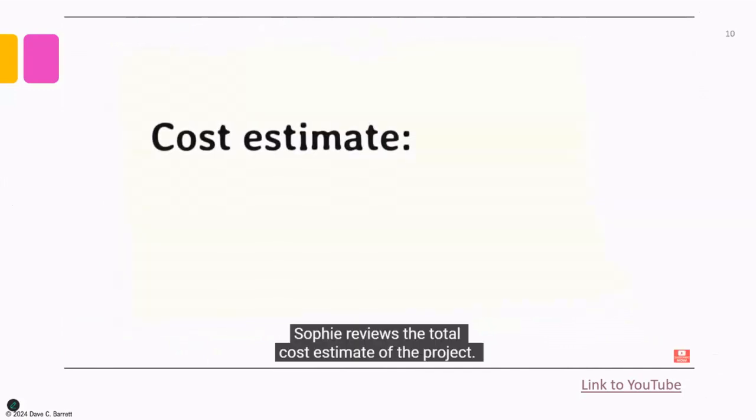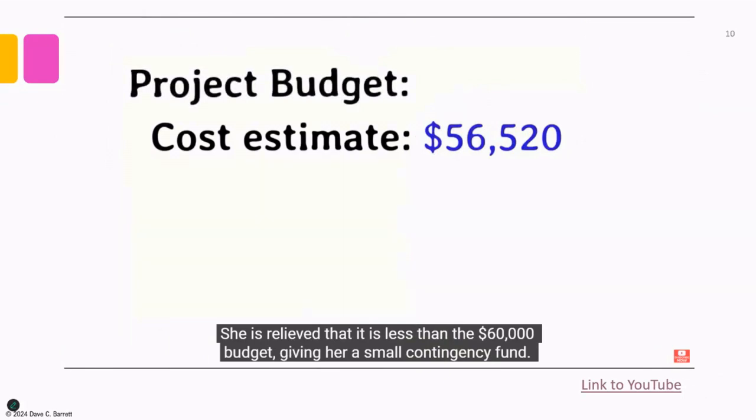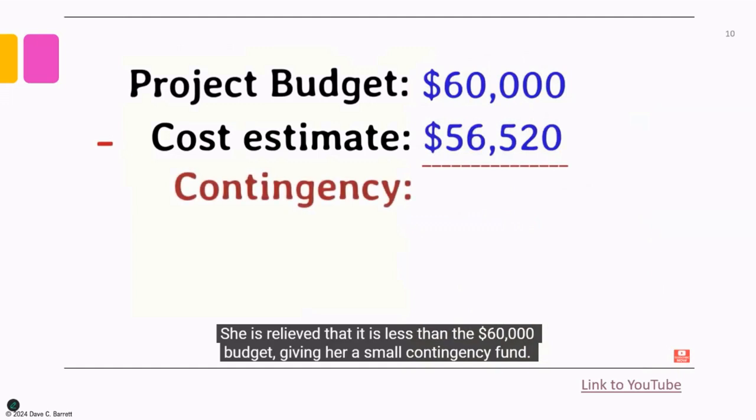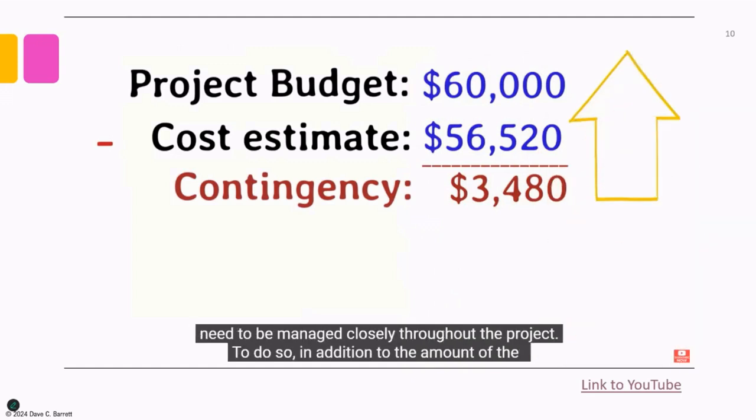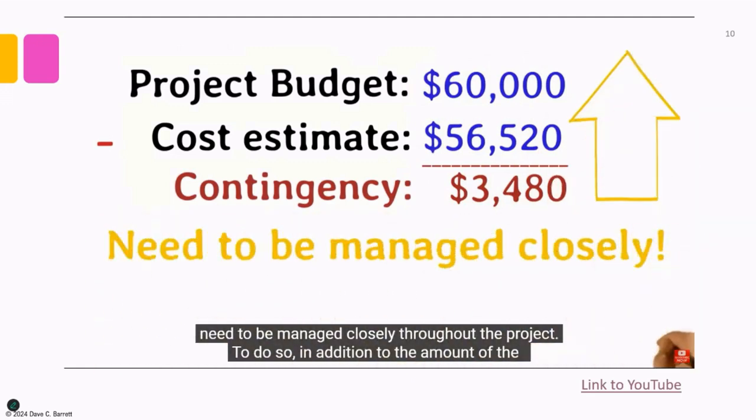Sophie reviews the total cost estimate of the project. She is relieved that it is less than the $60,000 budget, giving her a small contingency fund. However, she also knows from experience that costs often are higher than estimated and that they will need to be managed closely throughout the project.